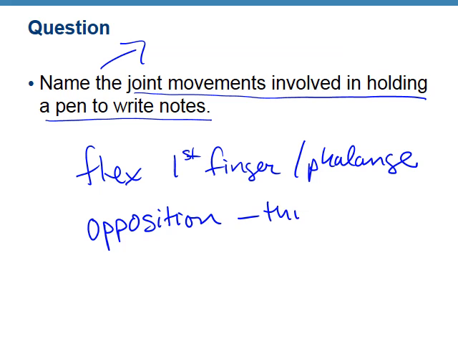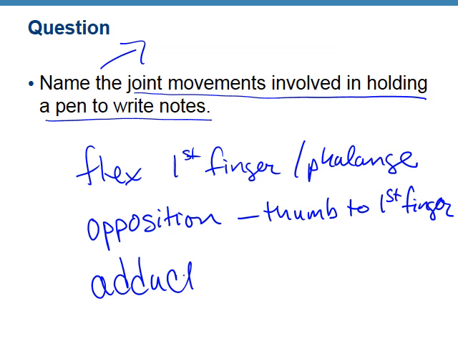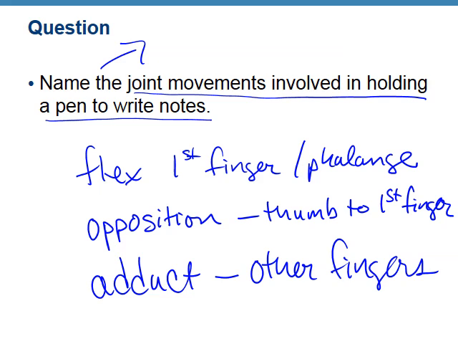We have to bring our thumb to the first finger. Now we're holding the pen. The last thing that we probably don't think about is that you have to adduct the other fingers. We don't just hold our first finger and our thumb together in opposition and leave our other fingers straight or in anatomical position. We usually bring them down and wrap them underneath the pen. So you're doing flexion, opposition, and adduction just for one movement, which is to hold a pen.